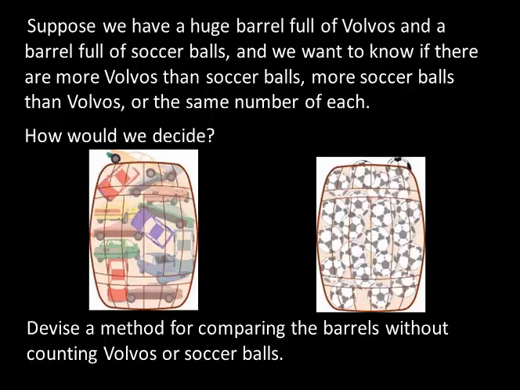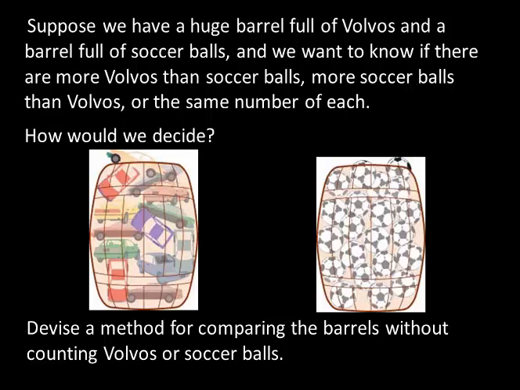Suppose we have a huge barrel of Volvos and a huge barrel of soccer balls. And we want to know if there are more Volvos than soccer balls, or more soccer balls than Volvos, or the same number of each. Does the set of Volvos have the same cardinality as the set of soccer balls? So it asks us to devise a method for comparing the barrels without counting the Volvos or soccer balls. So we don't want to count them. That would be one way, but we don't want to count the two.